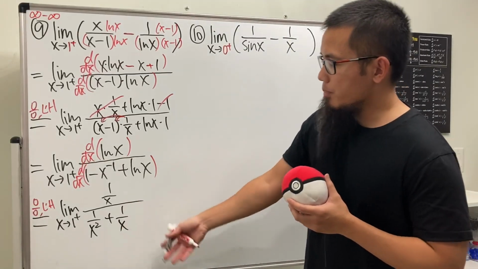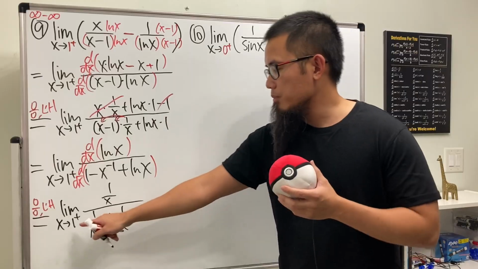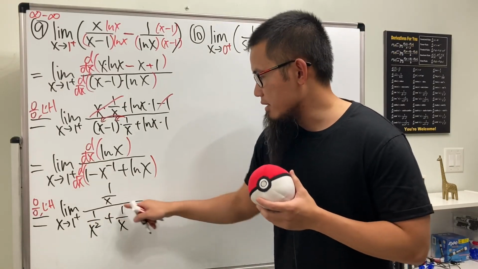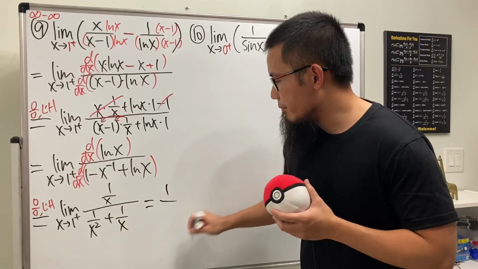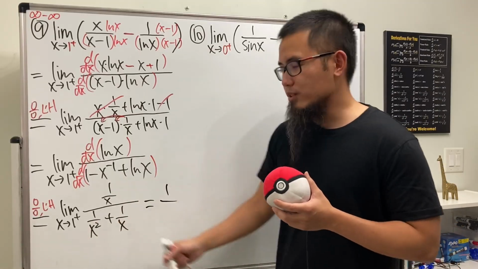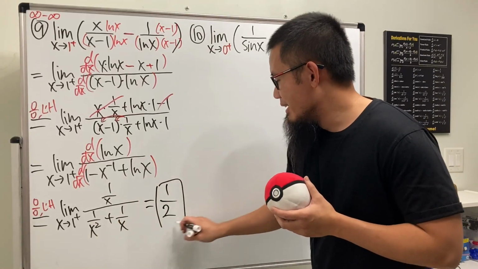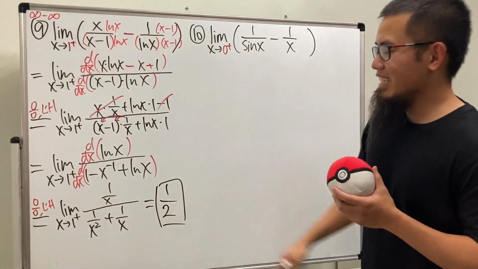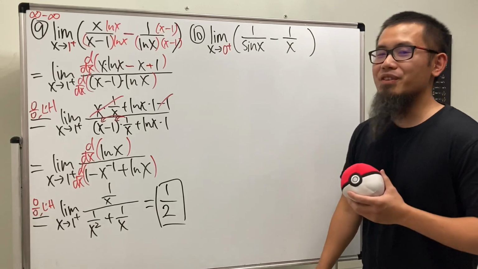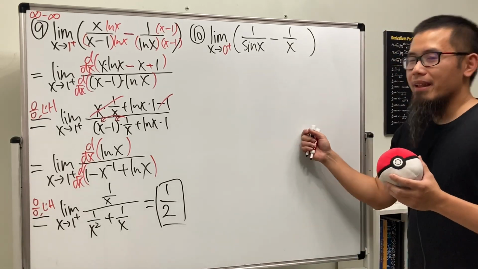And right here it's good because we don't have to simplify anything because x is just going to be plugged in as 1. So after we do that, we get 1 on the top, and then 1 plus 1, which is 2 on the bottom. Wow! Infinity minus infinity in indeterminate form gives us 1/2. Quite unbelievable, huh? Now, let's look at number 10.